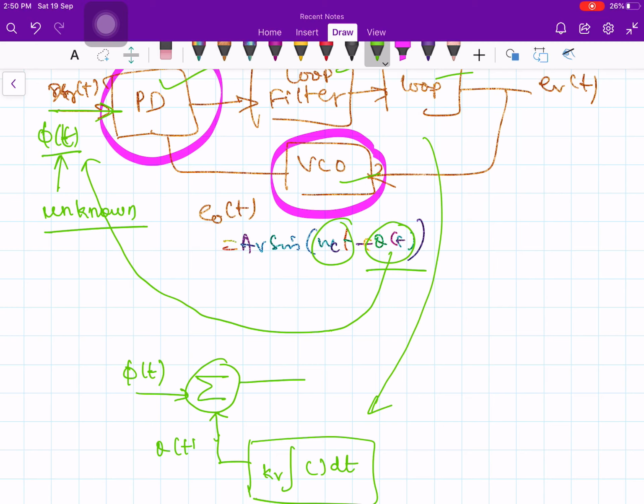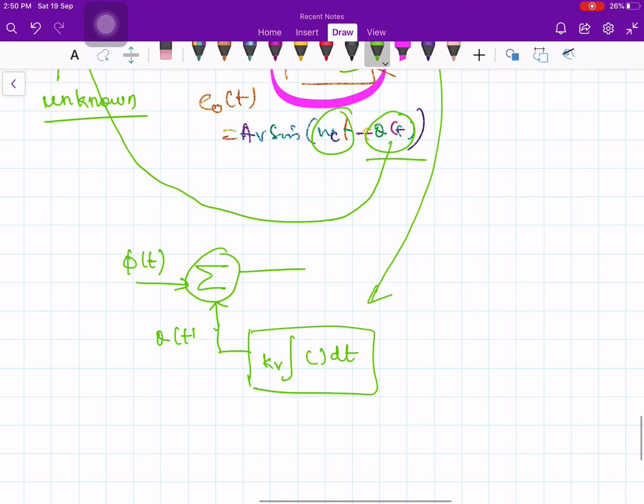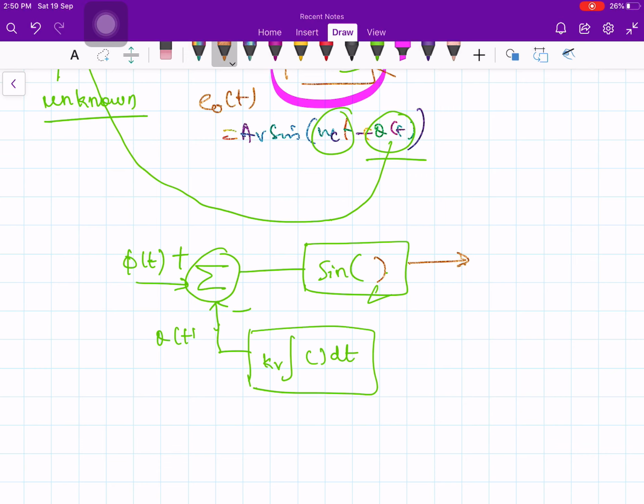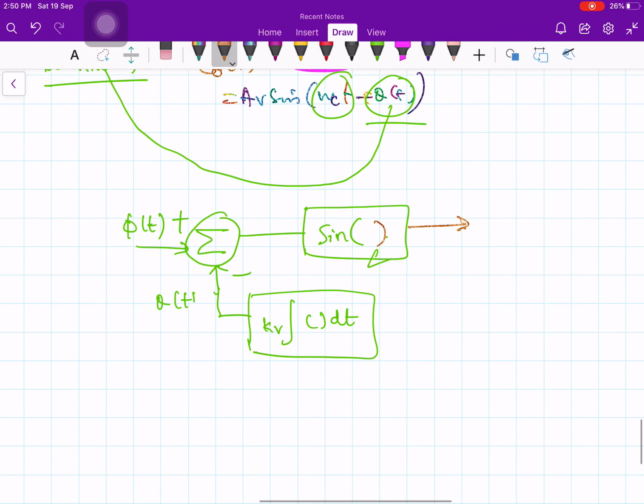I am now talking about a mathematical model for the phase locked loop, which will help us to do the analysis, and it turns out to be a non-linear model. We will see why this is a non-linear model very soon. The output is given to this, this is minus and this one is plus, and sine of this, like that. Now at the input we have unknown phase.